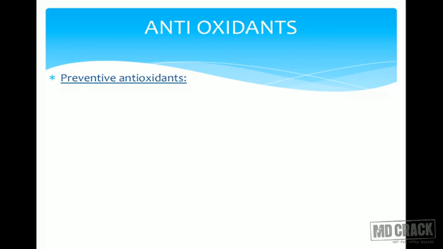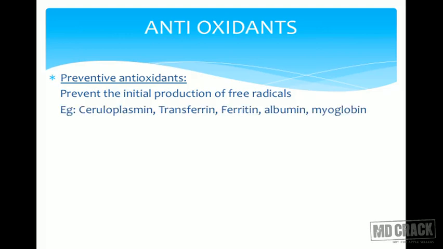Antioxidants have been classified as preventive antioxidants. That is, they prevent the initial formation of the free radical itself. In this, we have the category ceruloplasmin, which is a copper transporting protein, and transferrin, which is responsible for iron transport. Thereby, it prevents the action of iron and further Fenton reaction. Haber-Weiss reactions are stopped. Ferritin, which stores iron. Albumin is also considered an antioxidant. Myoglobin is also considered an antioxidant.